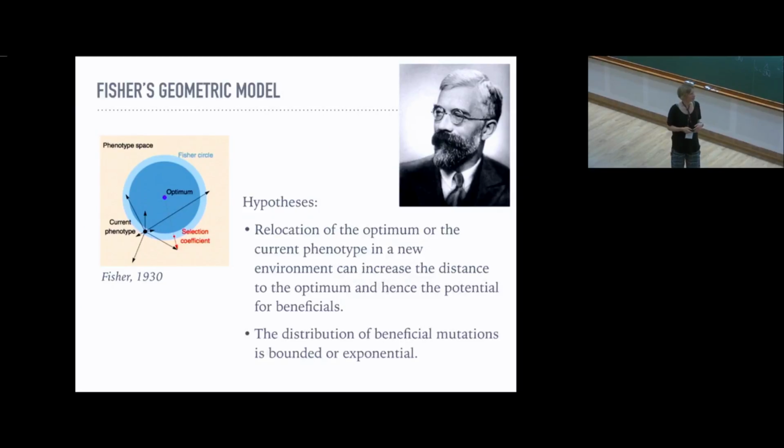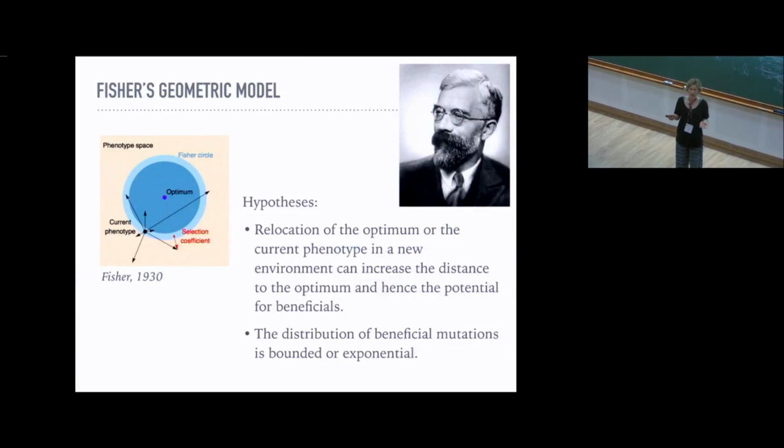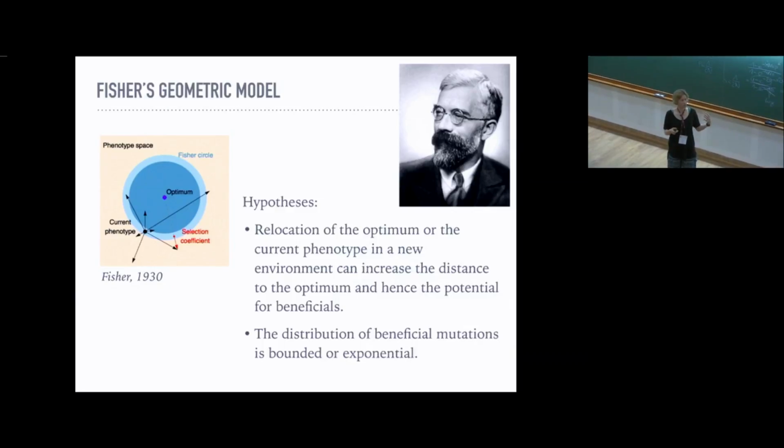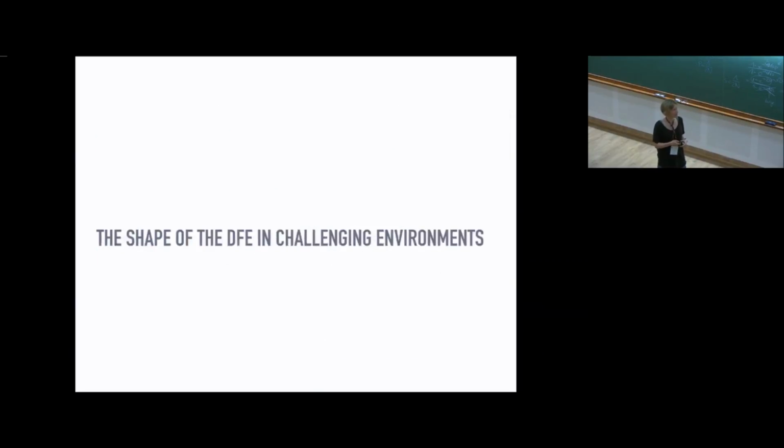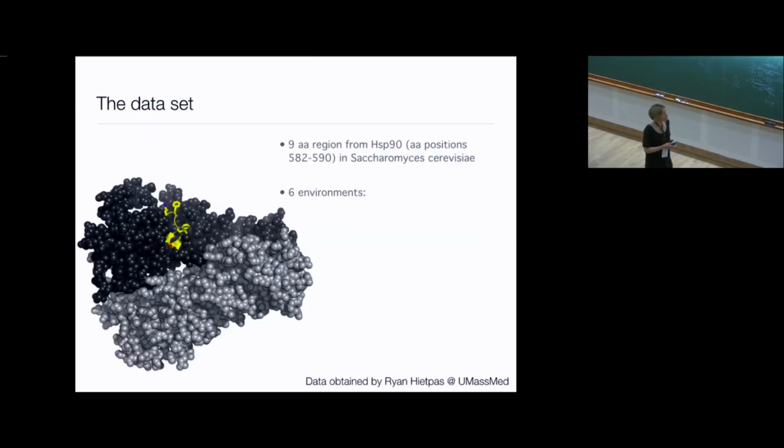And secondly, there's some theory that predicts that, depending on the number of phenotypic axes and also on the distance to the optimum, the distribution of beneficial mutations should have a specific shape, and it should be either bounded or exponential. And so we set out to actually test this using our data. So let's look at what the data are again.